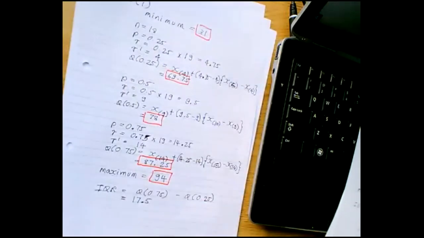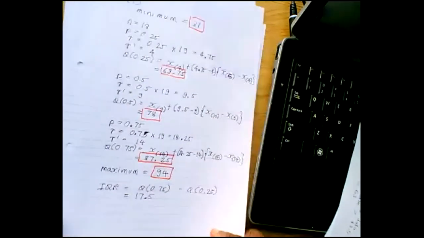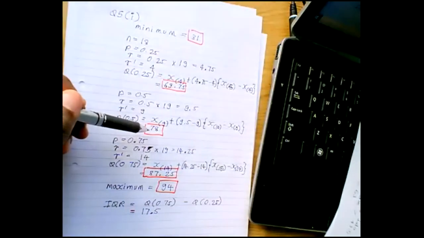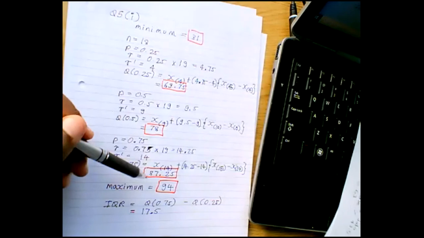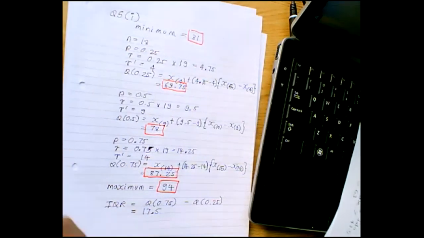Now the second part is about drawing a box plot. So it's asking you to draw a box plot of the data. Now to draw a box plot, you need the median, the first quartile, the third quartile, and you also need the IQR. All right. Now let me show you how to draw it.